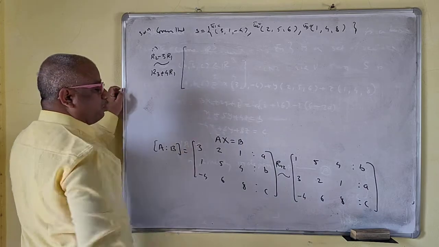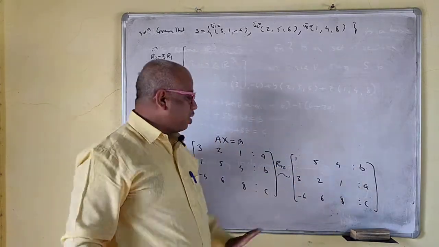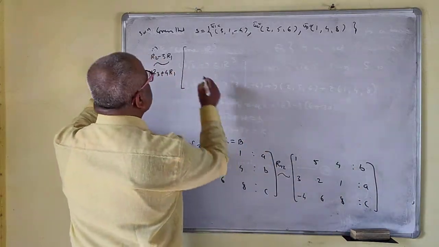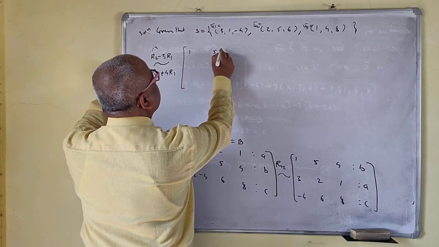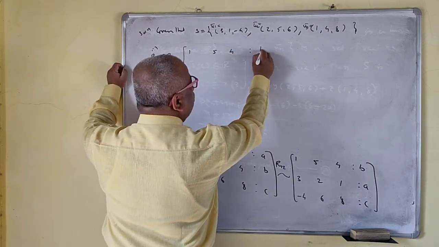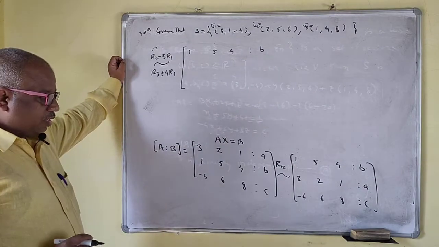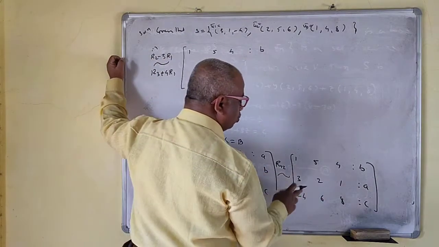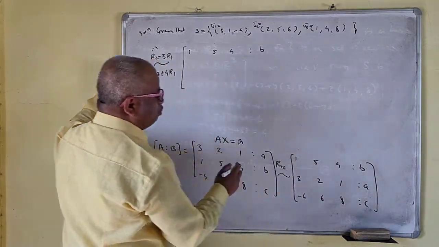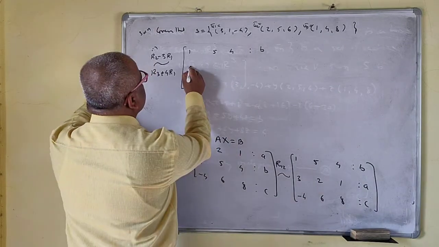So what you have to do? You have to multiply by minus 3 and add this. So minus 3 plus 3. First we write this row as it is because we are not doing any operation on R1. We are doing the operation on R2, so we multiply by minus 3 and add this. So minus 3 plus 3 is 0.